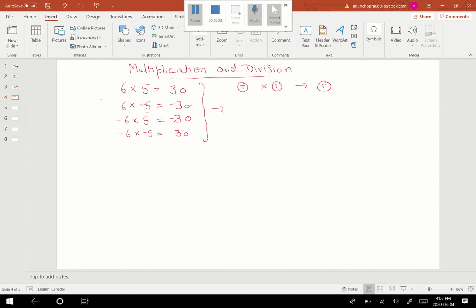When you have a positive number multiplied with a negative number, your answer will always be negative. And in the third scenario, a negative number multiplied by a positive number, the answer will still be negative. When you have a negative number times a negative number, your answer will come out to be positive. So remember these rules, keep them in your back pocket, so that when we apply them in algebra, we can use them.